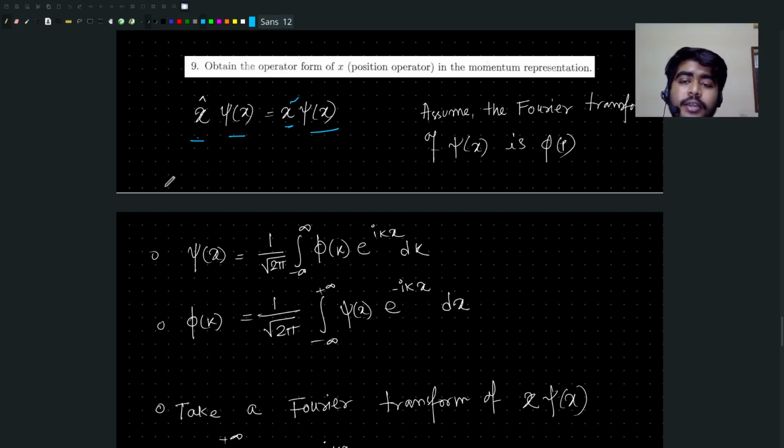the wave function, right? So on the left hand side, the x is just an operator, and on the right hand side it is just a value. Okay, just a number.